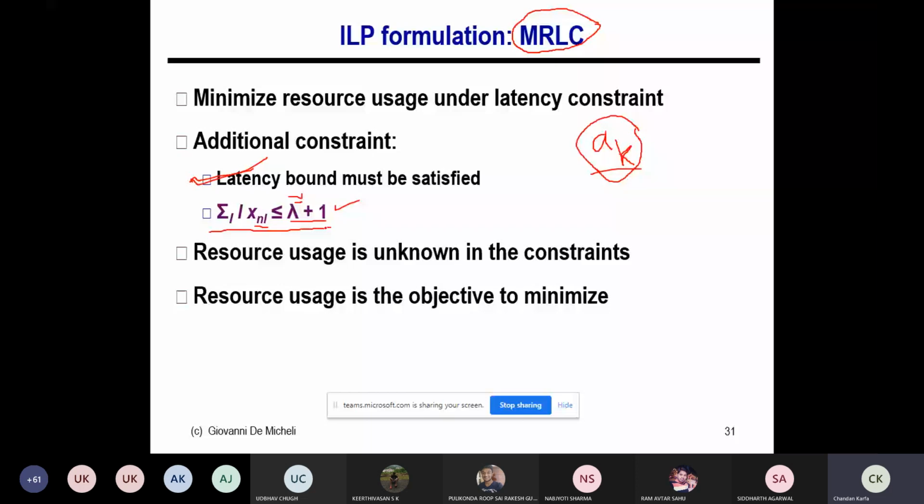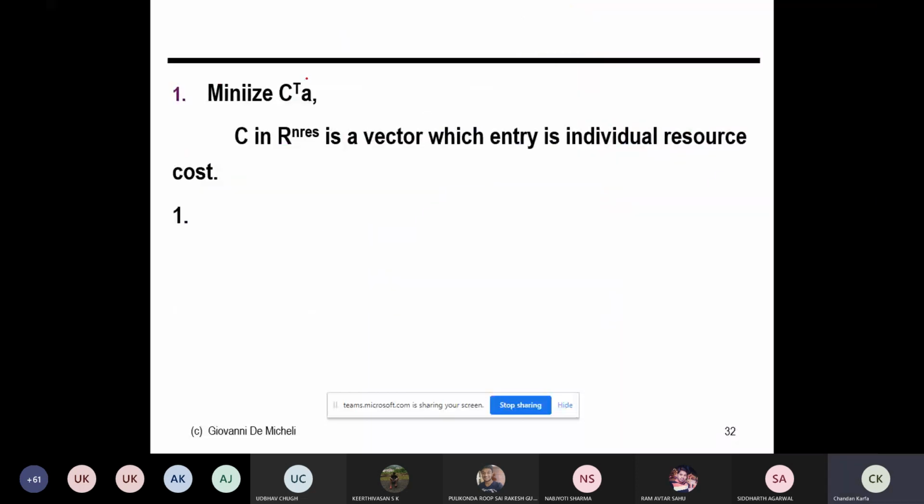Now what would be my objective function, or the minimization function? Here my minimization function is C transpose A, because I want to find out the value of A. So A is the vector of the resource bounds that I'm going to obtain, right? So this A is now a vector of A1, A2 to A-n resource. So this is not n for each operation now. This is the variable A1 to A-n resource which I am going to identify by my ILP.